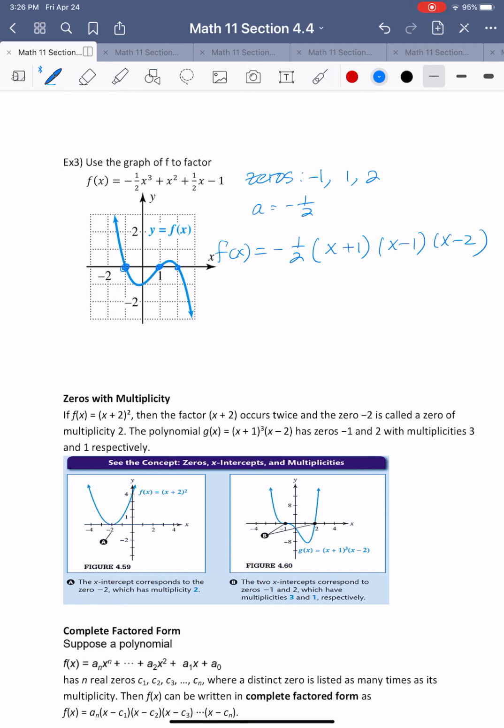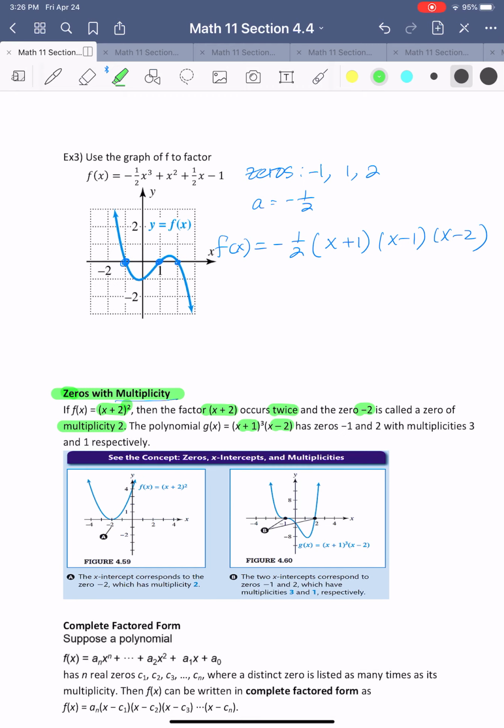All right, zero with a multiplicity. Sometimes when the zero comes out more than once, we call that multiplicity. When you have just a linear factor, a degree of 1, that zero happens only once. But sometimes you get a square or a cube, which means that zero happens twice or 3 times. So when you have x plus 2 squared, the factor x plus 2 occurs twice, and -2 is called a zero of multiplicity 2. That means -1 happens 3 times, and 2 happens 1 time, which is multiplicity 1.